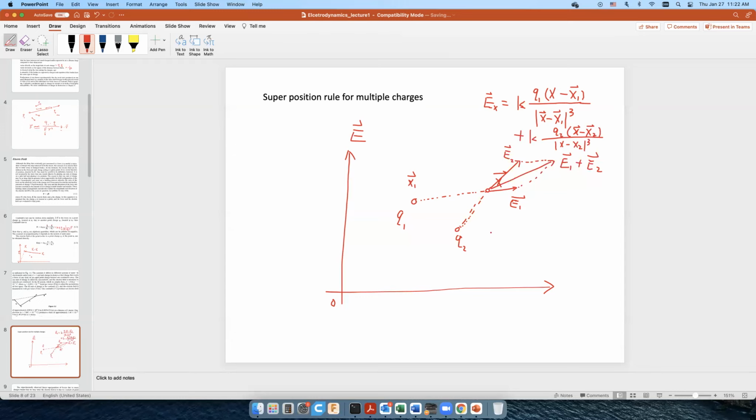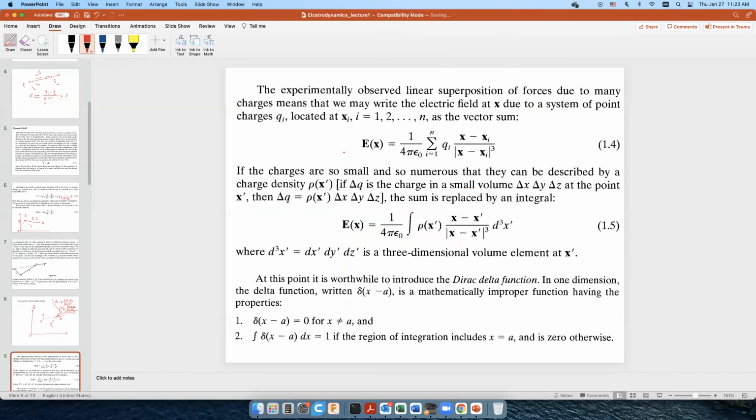And then if you have more than two charges, it's the same thing. You just add all of these electric field terms one by one and do a vector sum. This is the so-called superposition rule, which is described here. So this part could be considered as the constant, and then a sum of all the electric fields by individual charges.